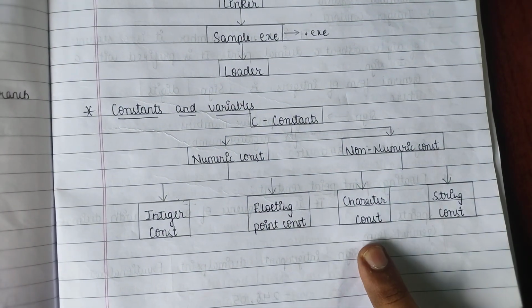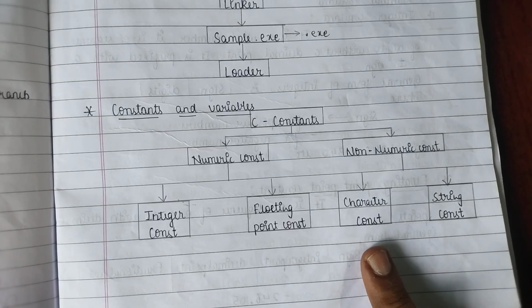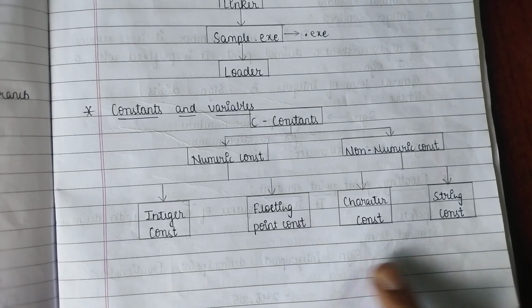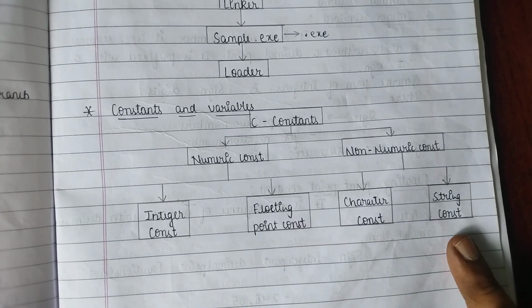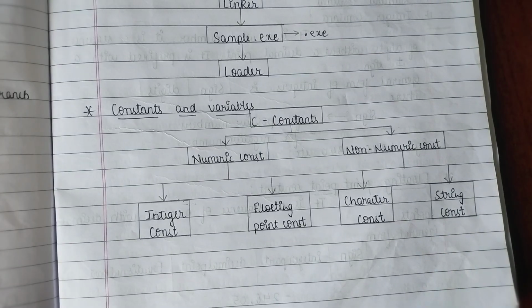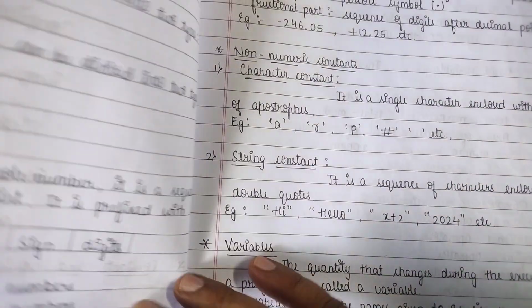Now here, a character constant is a constant which contains only a single character, single alphabet, which is enclosed within the single quotation. And next come to the string. String means it is a sequence of characters which is enclosed within the double quotation. This is about your constants, are called as C constants, right?